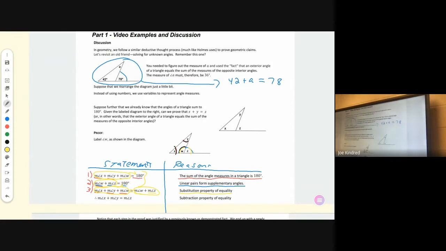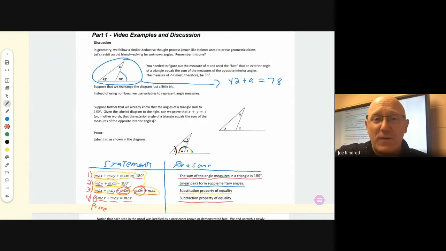And the final statement, and they give this little dot right here. This means that this is what we are trying to prove. X plus Y is equal to Z. Now, how'd they get there? Well, they state the subtraction property. And the reason is because if you subtract W on both sides, they reduce out, and you're left with X plus Y is equal to Z. And so we've proven the remote interior angles of a triangle are equal to the exterior angle. Okay.